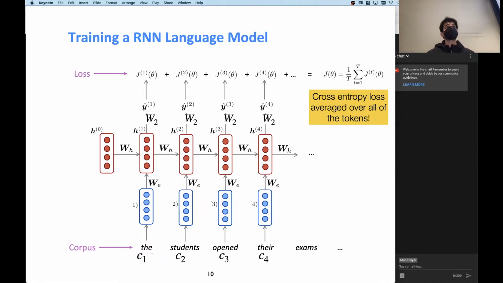Yes? What is the significance of calculating the intermediate loss? The question is, what is the significance of calculating the intermediate loss values? Imagine if I only calculated the loss at time step 4. You wouldn't have to compute any of these previous losses. The issue with that is this only gives you the prediction of the word exams, and you have a full sequence of many, many tokens.